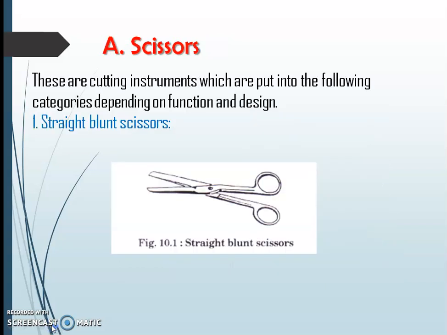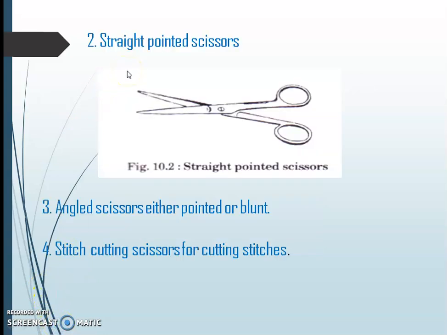So, the first surgical instrument is scissors. These are cutting instruments which are put into the following categories, and the category depends upon the function and design. The first diagram is of straight blunt scissors. Then the second type is straight pointed scissors. The diagram shows straight pointed scissors. Then we have angled scissors, either pointed or blunt. Then stitch cutting scissors, which are generally used for cutting the stitches.